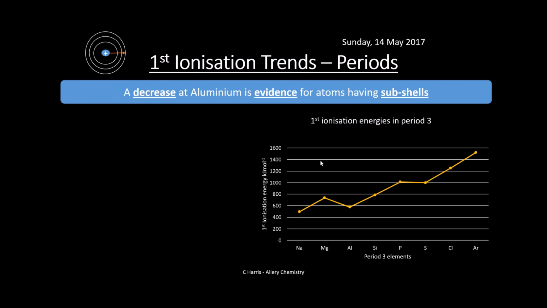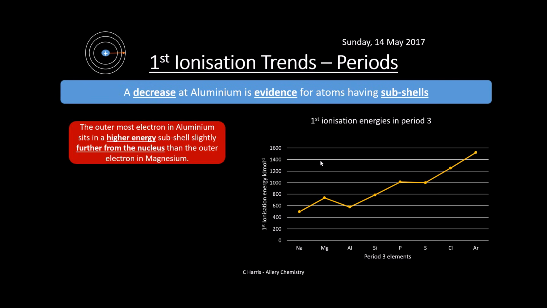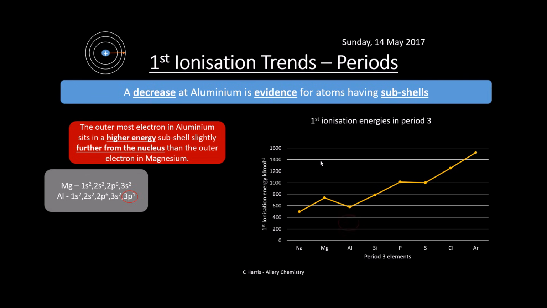Okay, so we see we've got this decrease at aluminium, and this is evidence for atoms having subshells. So you can see here the outermost electron in aluminium sits in a higher energy subshell, slightly further away from the nucleus than the outer electron in magnesium. Okay, so let's have a look. There it is there, look.